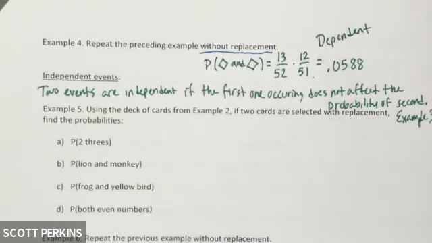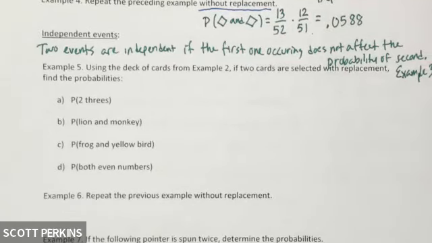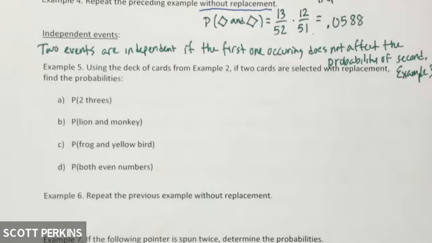So example 5 says we're going to use the deck of cards on the previous page that is pictured, so you can flip forward if you need to. And I would like you to do those four problems, A, B, C, and D. Notice you're doing it the first time around with replacement.